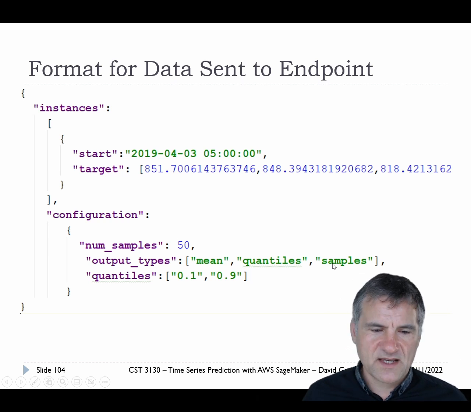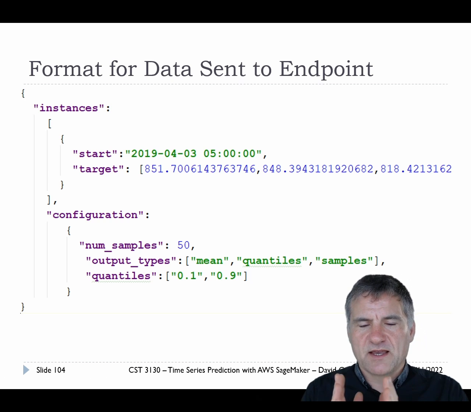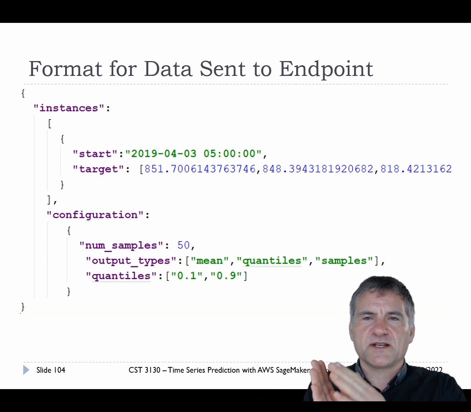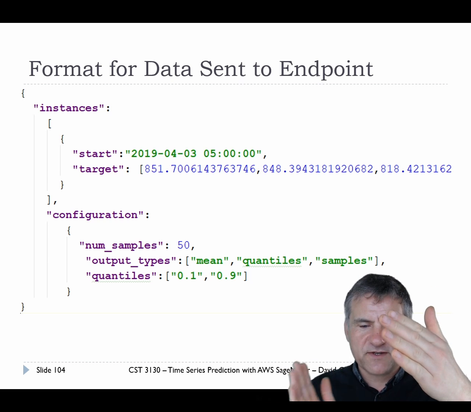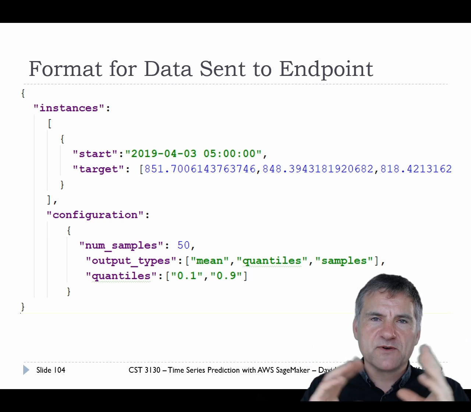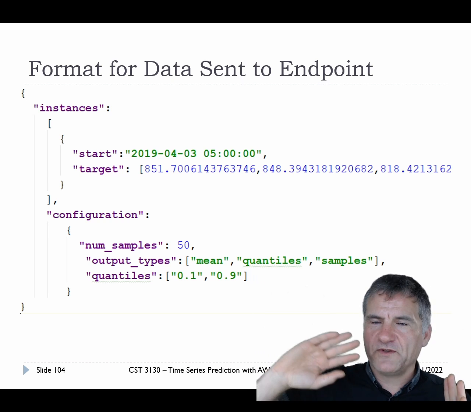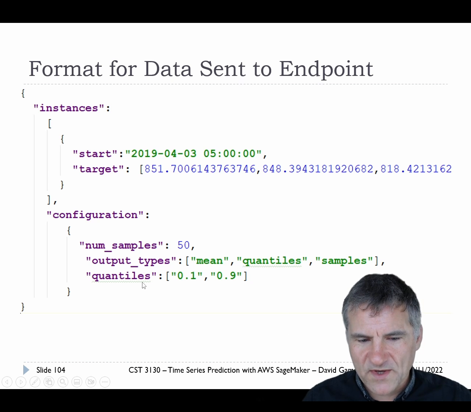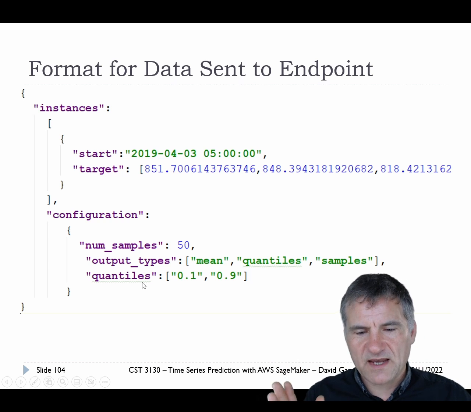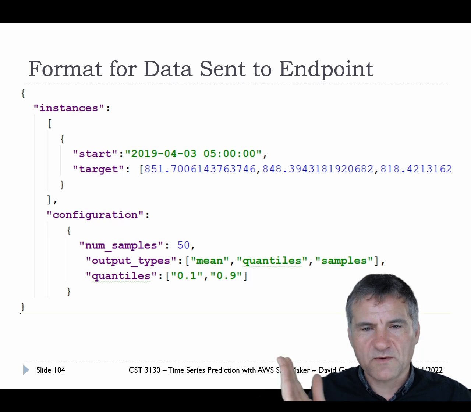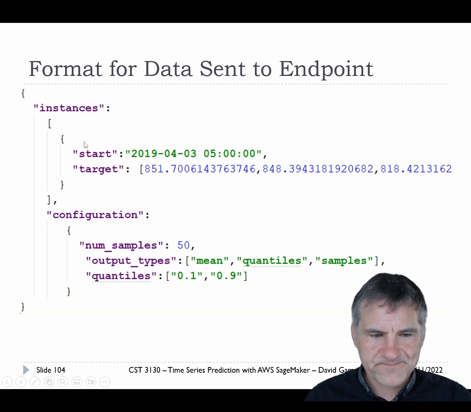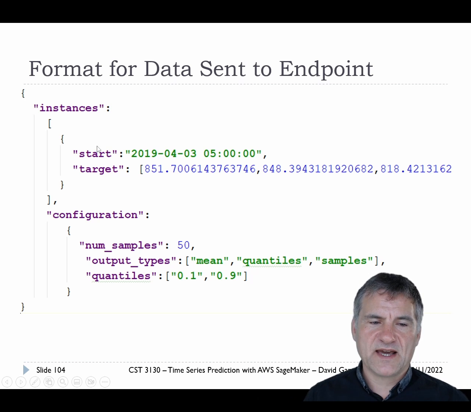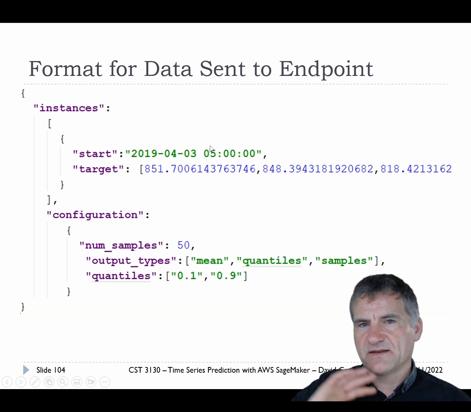The output types we'll come to, but you can ask for the mean future values to be predicted, or the quantiles, which are like the lower range of values or a higher range of values, and samples is just like some sample of possible future values of the time series. Yeah. And if we're doing quantiles, we need to specify what the quantiles mean, whether it's 0.9 or 0.1 or whatever, what quantiles we actually want. Yeah. So that's the configuration. And the instances should look familiar by now. We have a start timestamp and then an array of values.